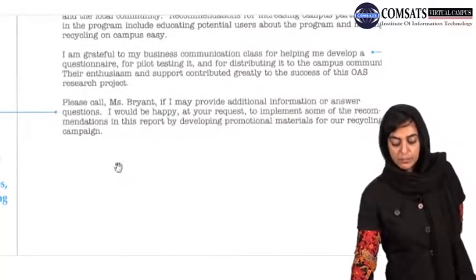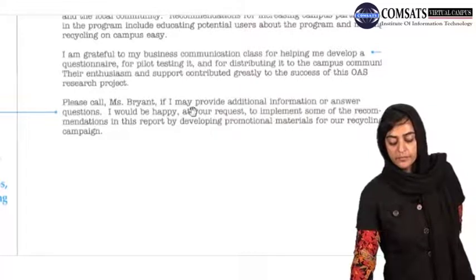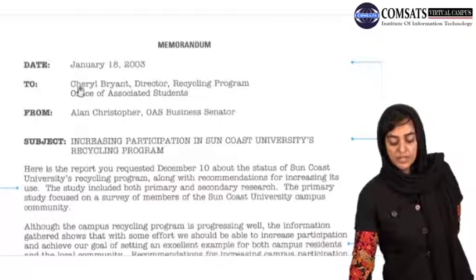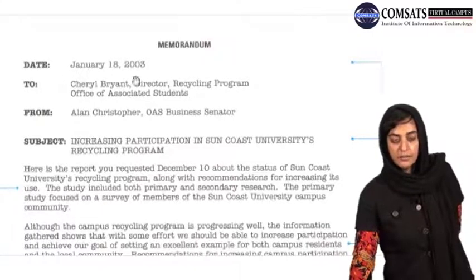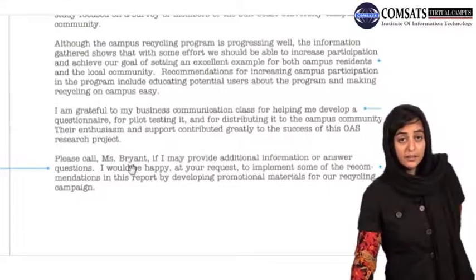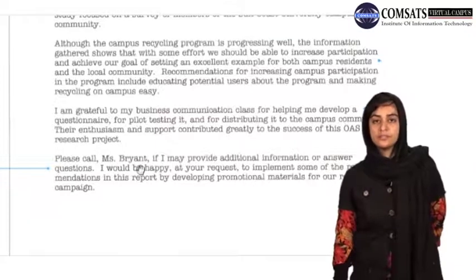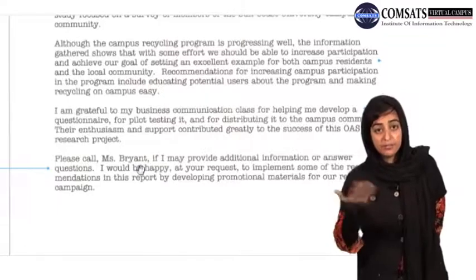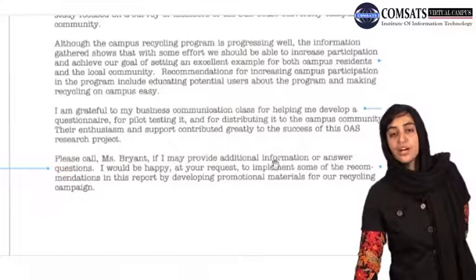Please call Miss Bryant if I may provide additional information or answer questions. Here, kindly have a look at the upper portion of the transmittal. This transmittal is written to Carol Bryant, by Alan Christopher. Now Alan is saying, please call Miss Bryant, directly taking the name, showing warmth, zest, zeal, that you are welcome to call me if I may provide additional information or answer questions.